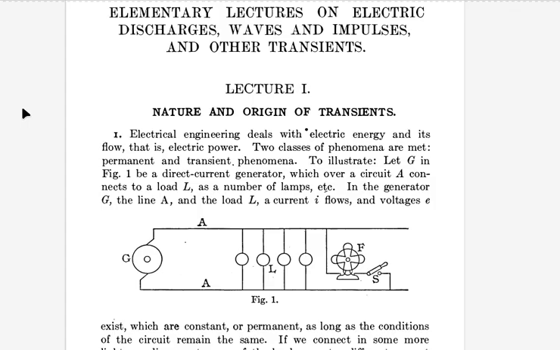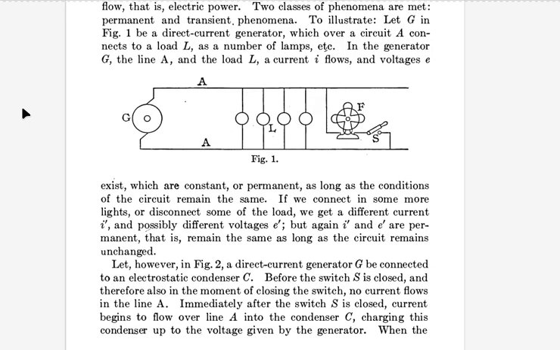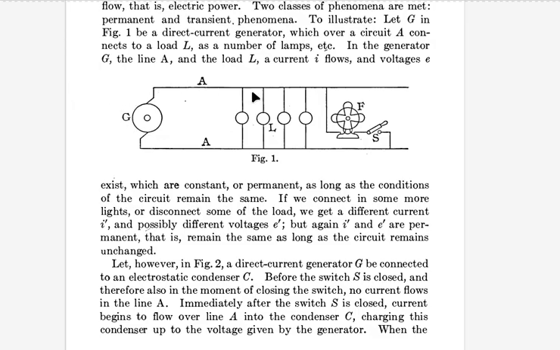To illustrate, let G in Figure 1 be a direct current generator, which over a circuit A connects to a load L as a number of lamps, etc. In the generator G, the line A, and the load L, a current I flows, and voltages E exist, which are constant or permanent, as long as the conditions of the circuit remain the same.